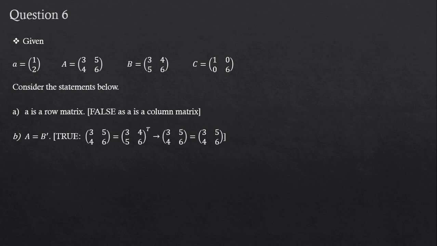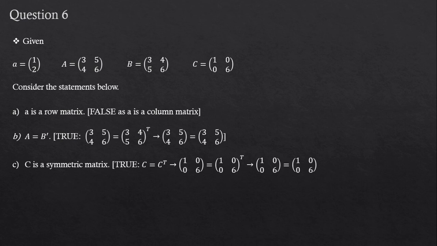That is a row matrix, or we can call it a row vector or column vector. B: a is equal to the transpose of b. It is true, because if we do the transpose of b, we exchange the rows and the columns, and we will get the same result as matrix a. So this is true. C: C is a symmetric matrix. True, because if we transpose C, we get the same thing. So the statement in question C is true.